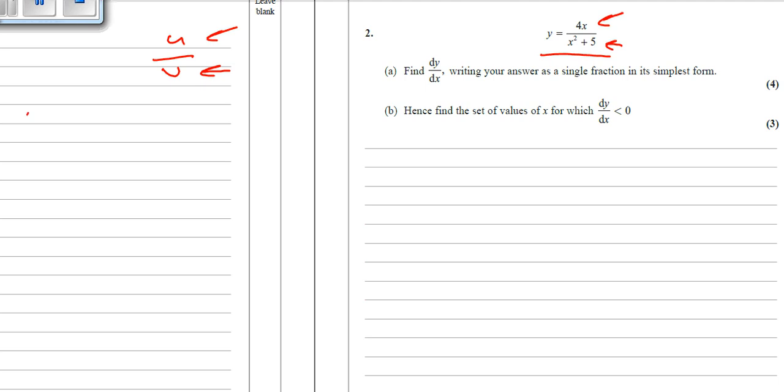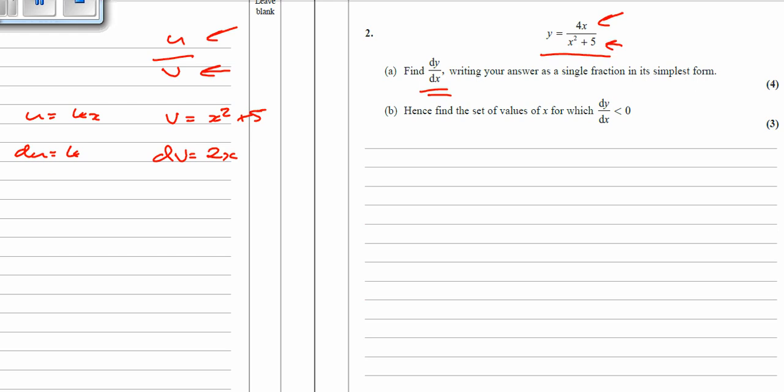So if we say that u equals 4x, then du by dx is going to be simply 4. If v is x squared plus 5, then dv is simply going to be 2x. Now, if you're going to find dy by dx, you've got to remember it is given to you in your formula booklet. However, it's v du minus u dv.